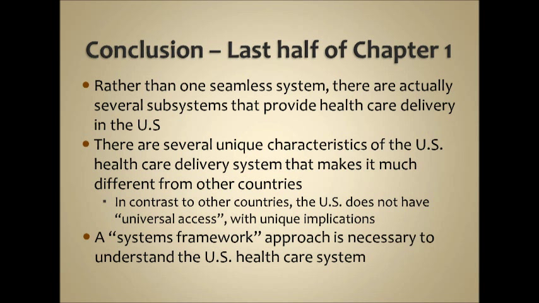We have now reached the conclusion of the last half of Chapter 1. As you can see, rather than one seamless system, there are actually several subsystems that provide healthcare delivery in the U.S., and there are several unique characteristics of the U.S. healthcare delivery system that makes it different from our other peer countries. In contrast to other countries, the U.S. does not have universal access, and it has unique implications for it. A systems framework approach is necessary to understand the U.S. healthcare system.